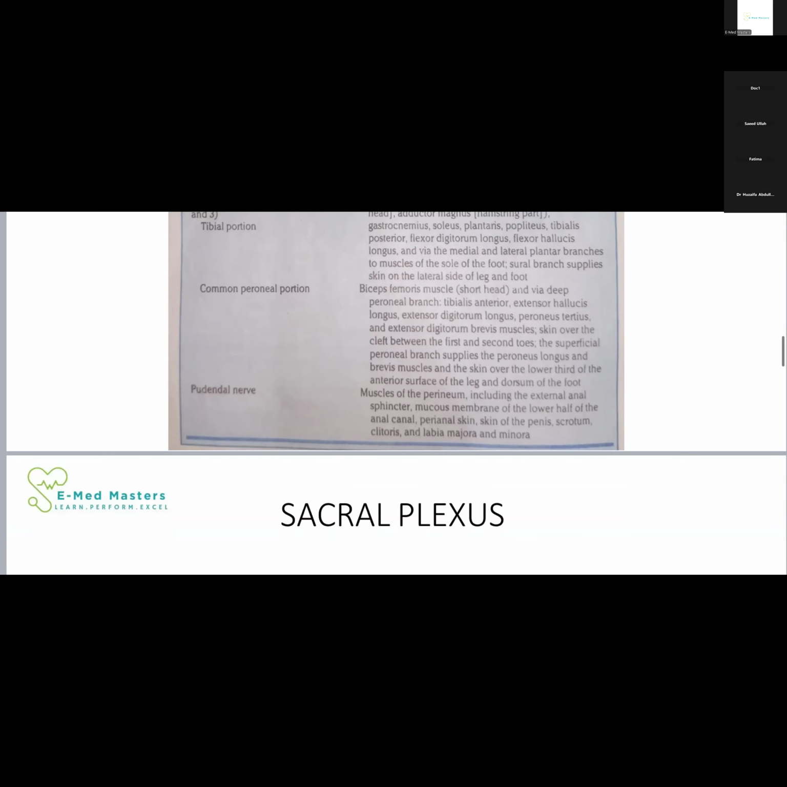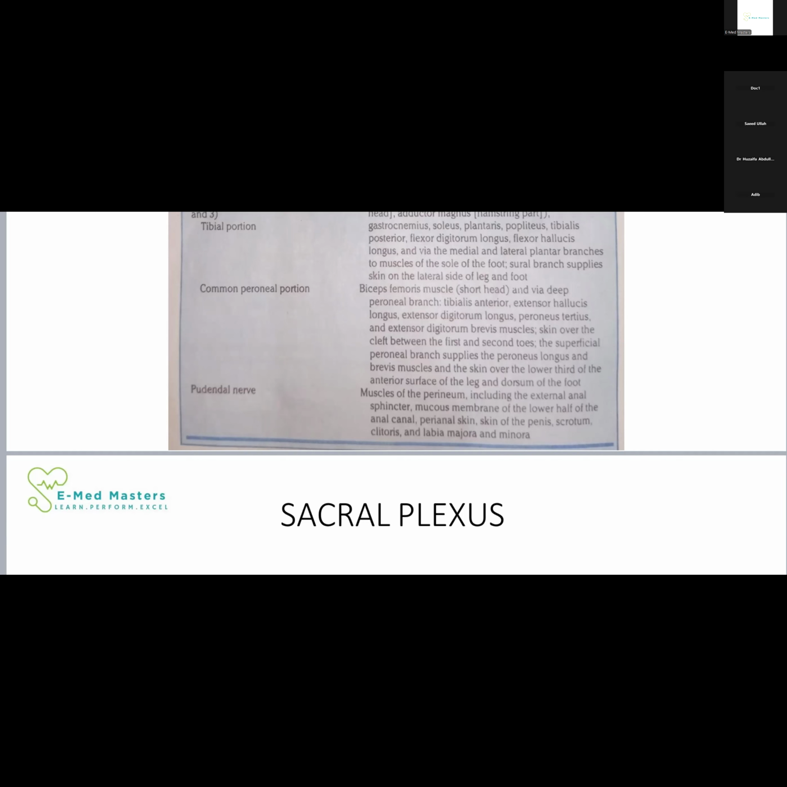What is the common peroneal nerve? The common peroneal nerve is further divided into two parts, the deep peroneal branch and the superficial peroneal branch. The common peroneal portion supplies the biceps femoris short head, and through the deep peroneal branch, it supplies the tibialis anterior muscle, extensor hallucis longus, extensor digitorum longus, and peroneus tertius. It supplies the anterior compartment of the leg that includes tibialis anterior, extensor hallucis longus, extensor digitorum longus, and also peroneus tertius and extensor digitorum brevis muscle. It also gives the cutaneous supply over the skin over the cleft between the first and second toes.